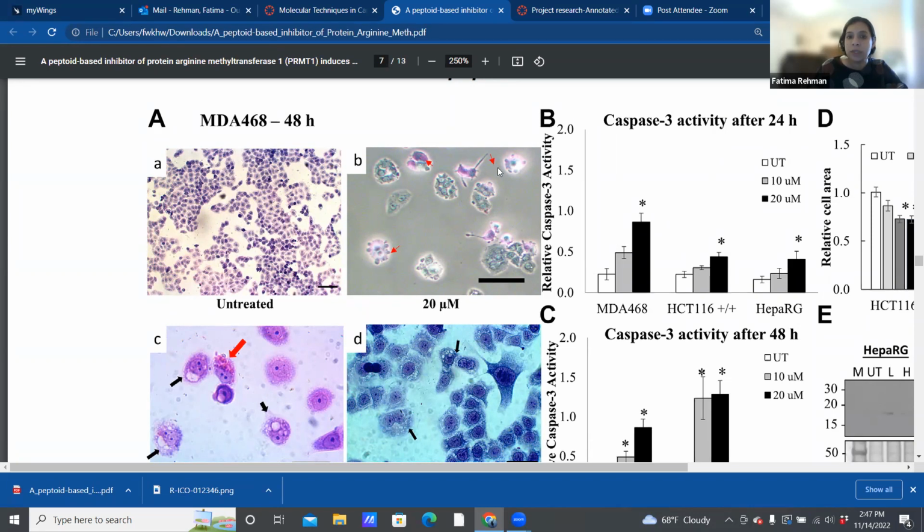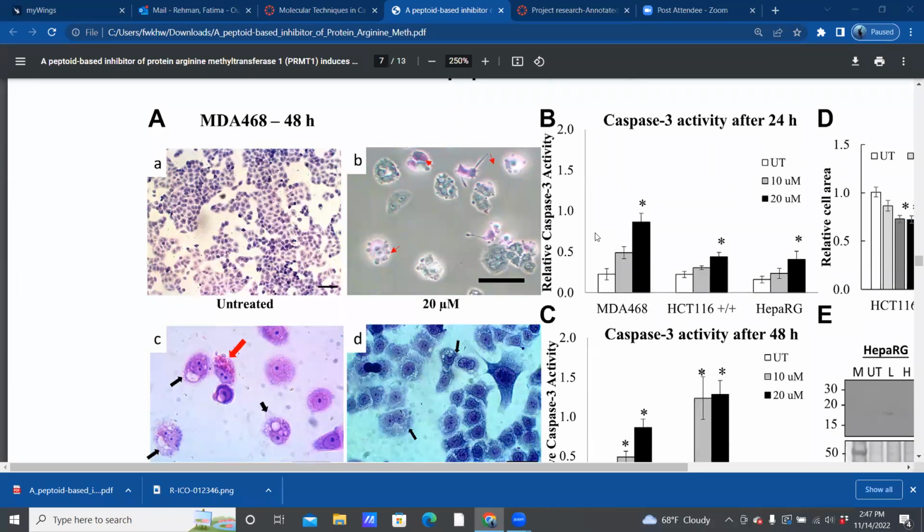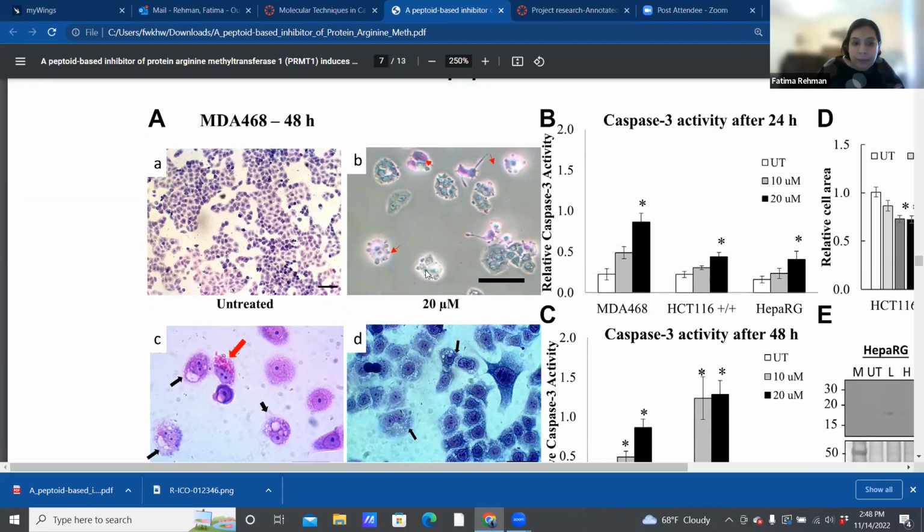What are some things you notice? What are the red arrows pointing to? Look at the red arrows. What are they? Blebbing. Yes, blebbing. Blebbing is a marker for what type of cell death? Apoptosis, good job. Now look at the black arrows. What are they pointing to?